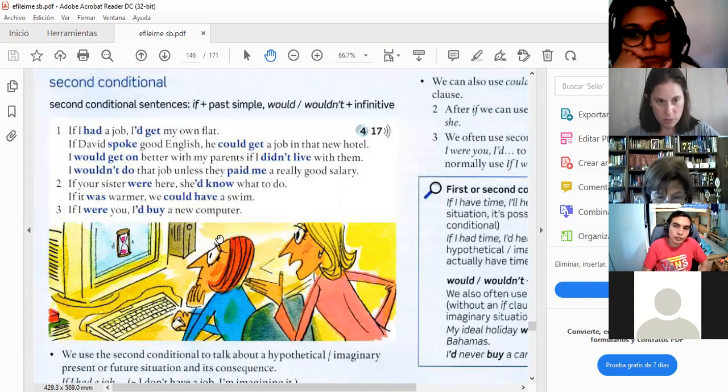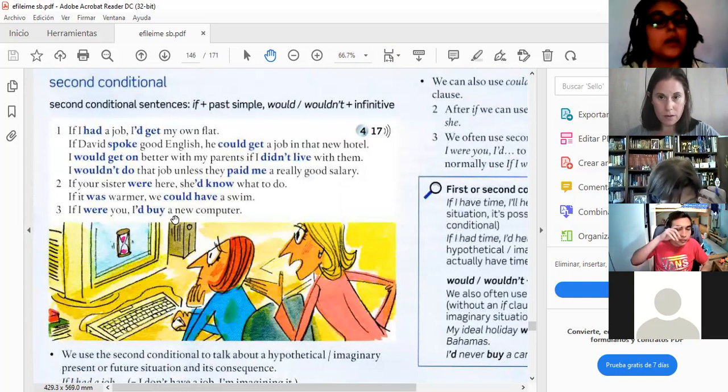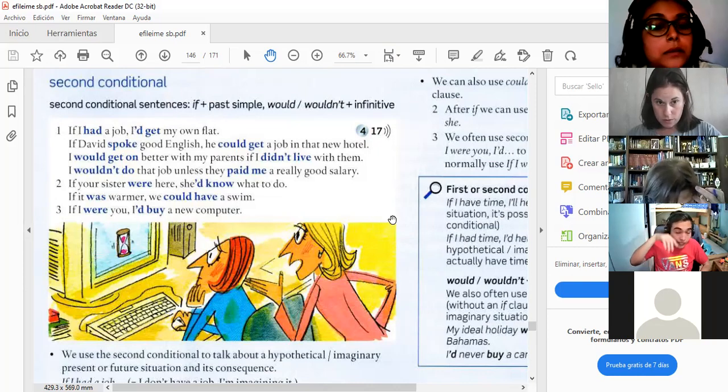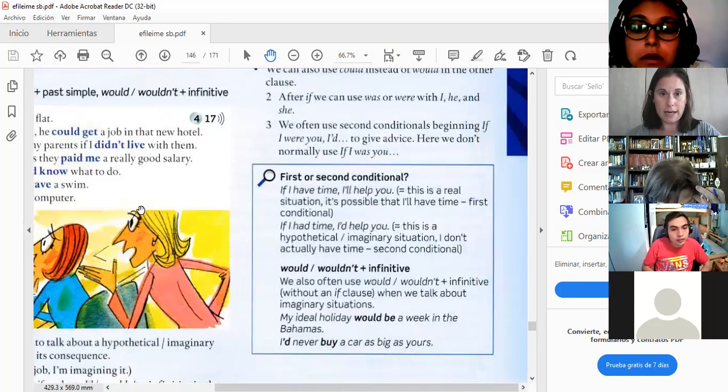And Wanda, can you read the last one? If I were you, I'd go buy a new computer. Excellent, number 3.